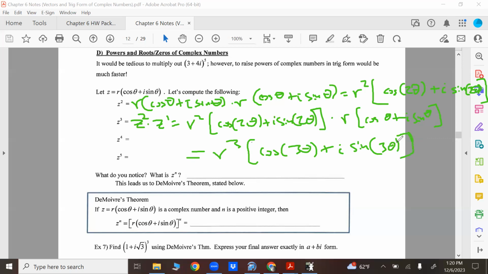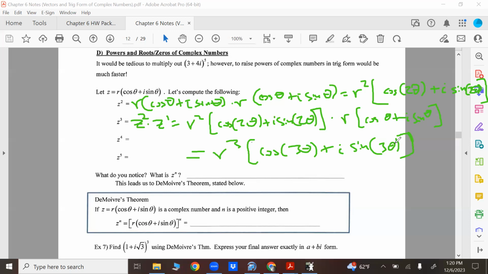Okay, so anyway, if you were to actually go through the motion, guess what? Cos 2 theta times cos theta, and then you have i sine 2 theta times i sine theta becomes i squared sine 2 theta sine theta. It actually represents the sum difference formula for cosine. That'll be cosine 3 theta.